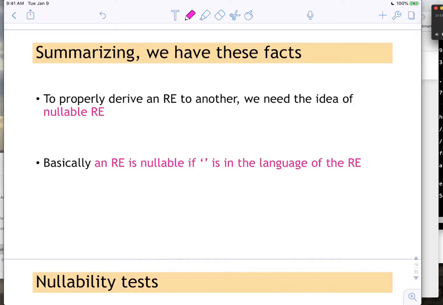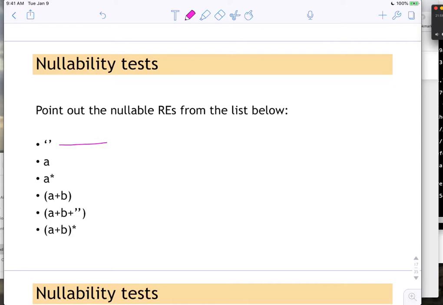Nullability test. So let's see which are nullable. Is this nullable? This is the epsilon regular expression. Does it contain epsilon? Yes. So that's nullable. Is A nullable? No, it doesn't have epsilon in its language. Is A star nullable? Yes. A plus B? No. A plus B plus epsilon? Yes. A plus B star? Yes. So that's the nullability test.